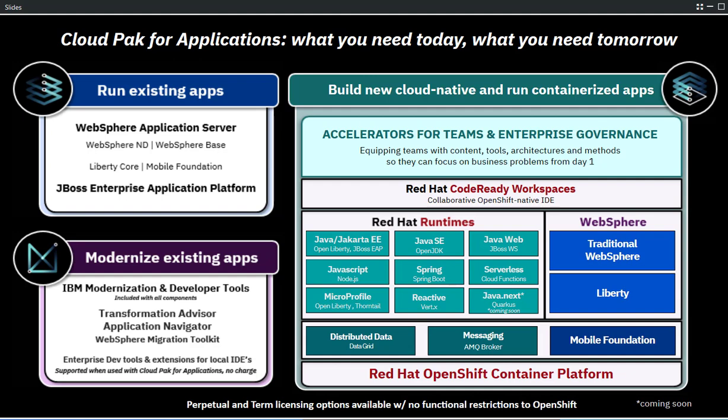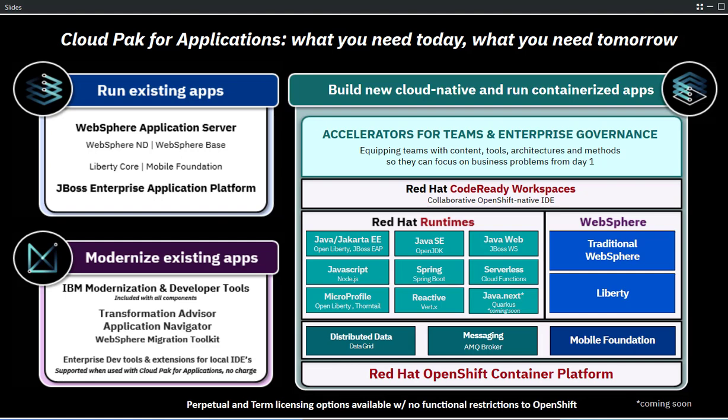So if we start on the right-hand side, and we'll look at this in a little bit more detail in a moment, you can see the stack that I was just referring to. On the bottom of the right-hand side is OpenShift container platform. Then on top of that, we have the various runtime capabilities from both IBM and Red Hat. On top again, then there is the Red Hat Code Ready Workspaces, which is Red Hat's hosted IDE environment. And this gives us a common set of developer tools that we share between both IBM and Red Hat. And then finally, the top layer there is our accelerators for teams with enterprise governance. And we'll talk about those in just a moment.